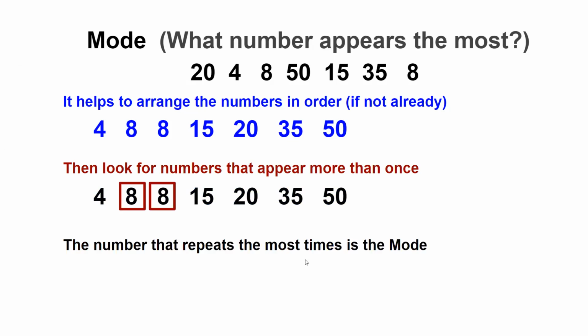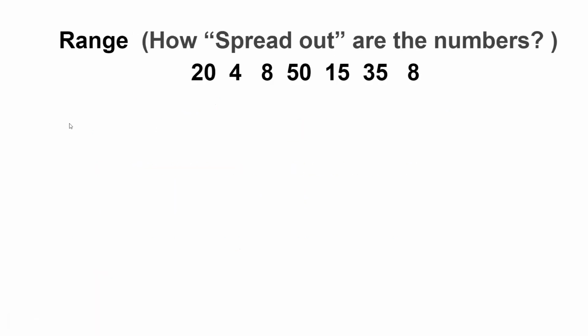The number that appears the most times is the mode. So the mode is 8. No other numbers appear twice in this list. If no numbers repeat, then there is no mode. There does not have to be a mode for a list, only when numbers repeat. That makes it a little bit unique. Let's look at the last one.